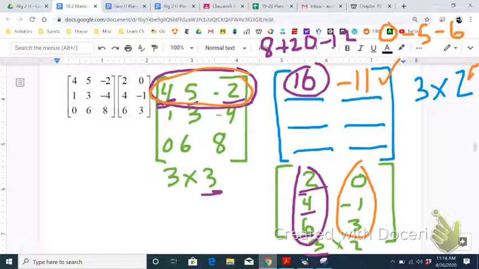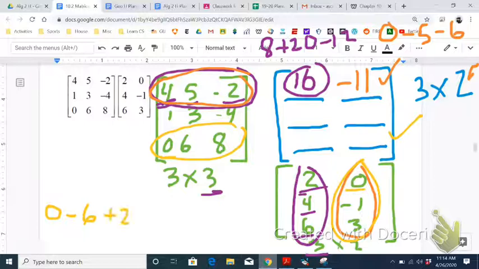Okay? We could jump to this entry down here. Third row, second column. And that's going to give us the entry in the third row, second column of our product matrix. So I get 0 times 0 is 0. 6 times negative 1 is negative 6. 8 times 3 is 24. That adds up to 18. Okay, I didn't mean to jump down there to confuse you, but I'm just showing you that this is in the third row, second column, so I take my third row and multiply it by my second column.